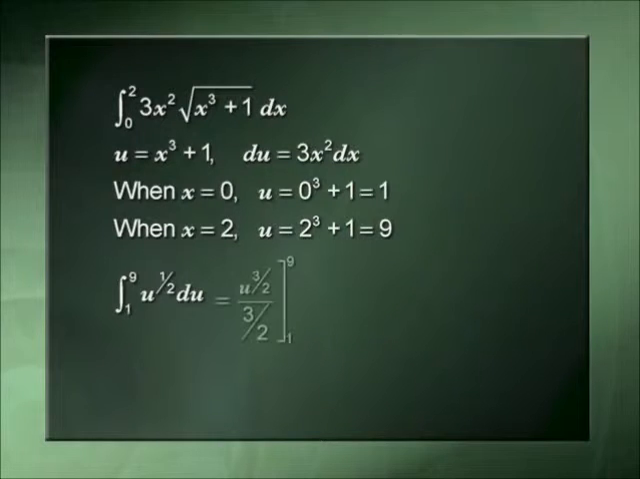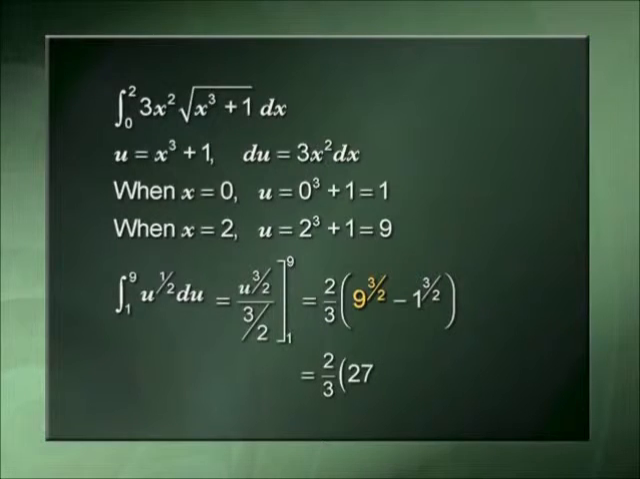The antiderivative is u to the 3/2 divided by 3/2 between the limits of integration 1 to 9. I'll flip the fraction up, 2/3, and now I'll evaluate it first at 9. 9 to the 3/2 is the square root of 9, or 3, cubed, i.e. 27, minus 1 to the 3/2, which of course is 1. So the final answer is 2/3 times 27 minus 1, or 26 times 2 over 3, or 52 over 3. And that's the answer to the original problem as well.